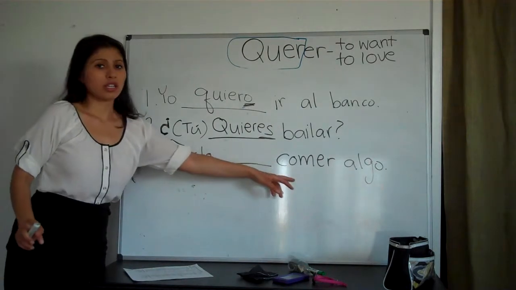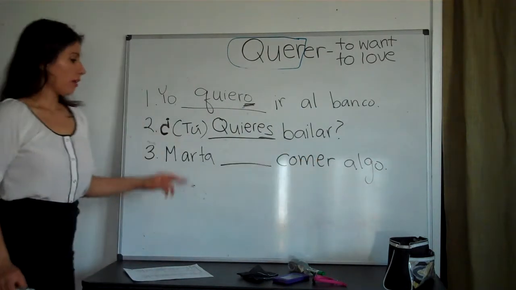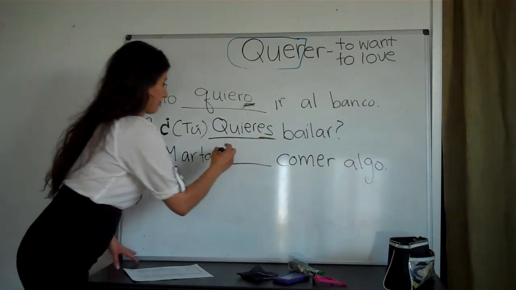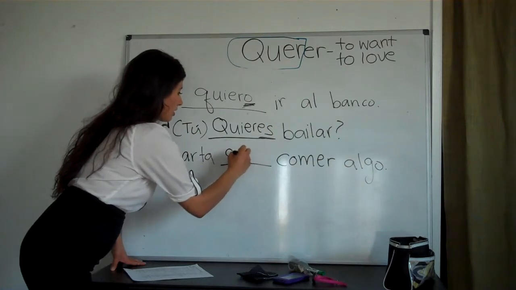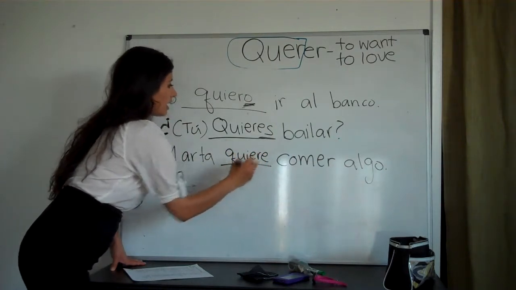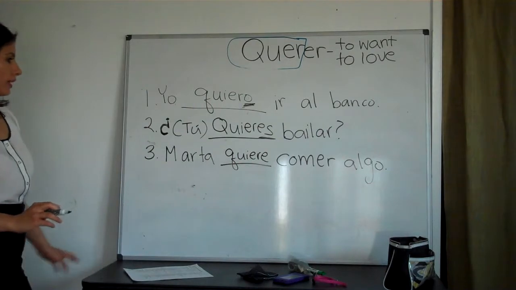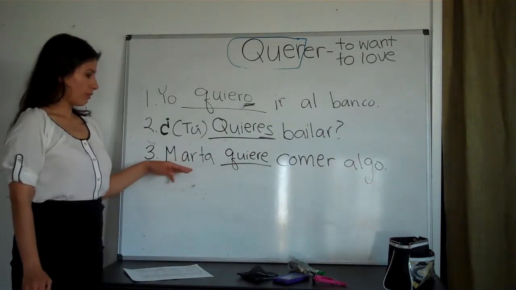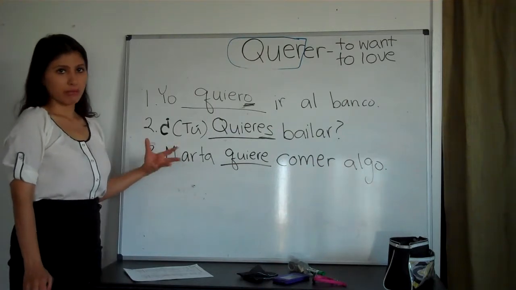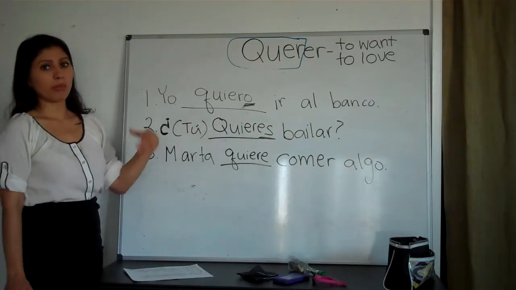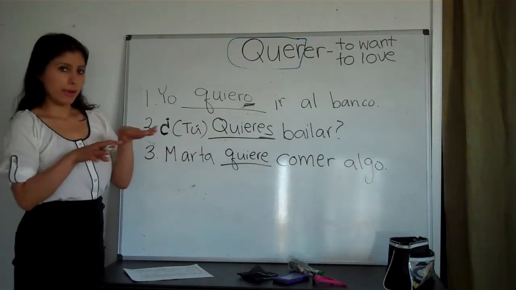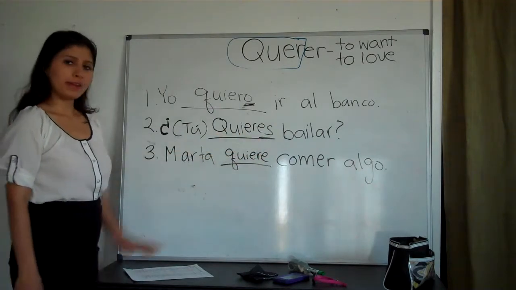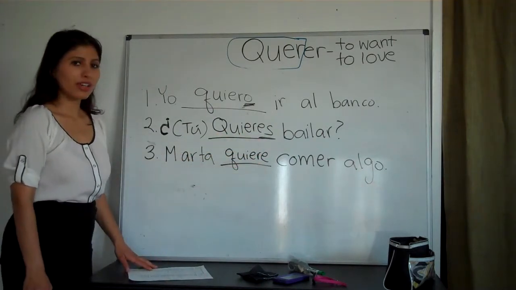Martha wants to eat something. Okay. Marta quiere comer algo. So Marta is third person singular, right? He, she, it. Or obviously it can be names like Martha, John, same thing, right? If I say he wants to go to the store or Mark wants to go to the store, same person, right? So Marta quiere comer algo. Martha wants to eat something.